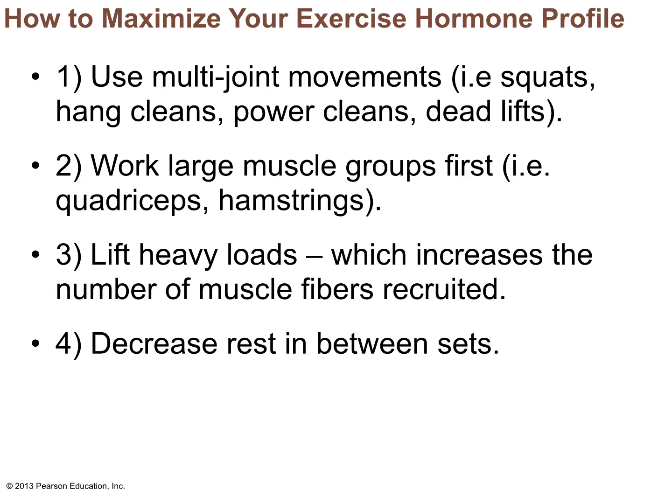One is using multi-joint movements, things like squats, hang cleans, power cleans, deadlifts, things that are going to use muscle groups across multiple joints. Number 2, working larger muscle groups, things like quadriceps, hamstrings, these large muscle groups. Both of these, you're using a larger mass of the muscle, which is going to require a larger output of hormones.